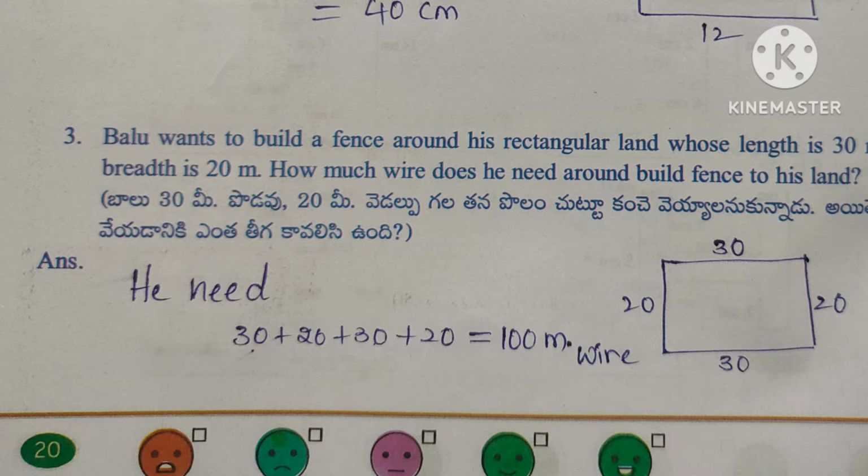Question number 3. Balu wants to build a fence around his rectangular land whose length is 30 meters and breadth is 20 meters. How much wire does he need to build a fence around his land? Here we have to draw the rectangular figure like this. Here opposite sides are equal. Total perimeter equals 30 plus 20 plus 30 plus 20 equals 100 meters. So he needs 100 meters of wire.